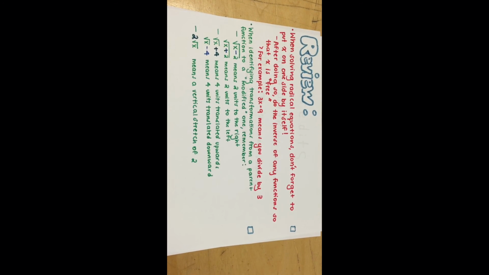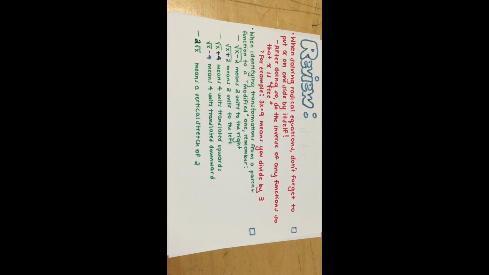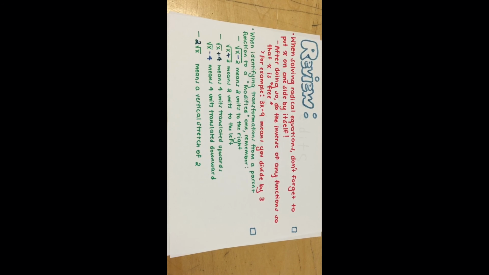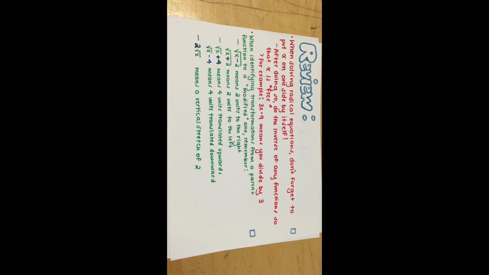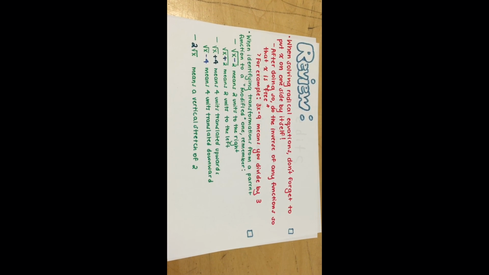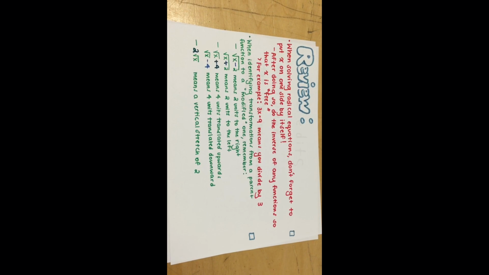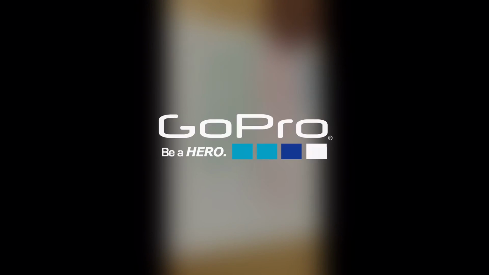When identifying transformations from a parent function to a modified one, remember, the square root of x minus 2 means 2 units to the right, and the square root of x plus 2 means 2 units to the left. The square root of x plus 4 means 4 units translated upwards, and the square root of x minus 4 means 4 units translated downward. 2 square root of x means a vertical stretch of 2.